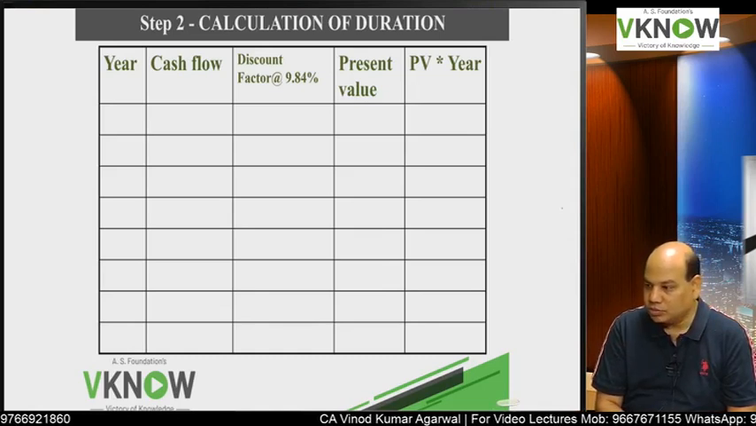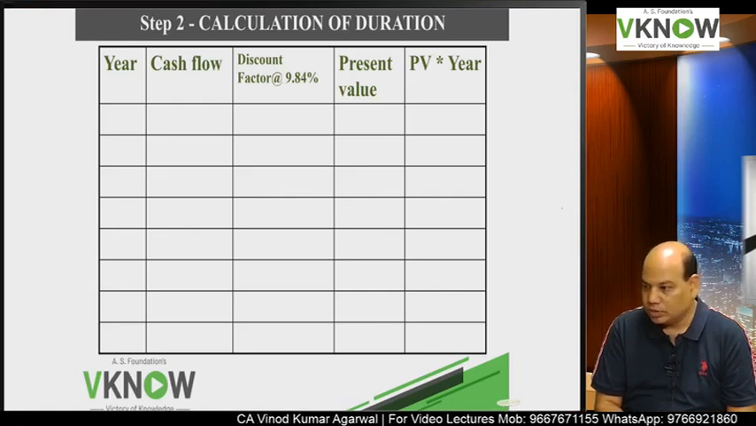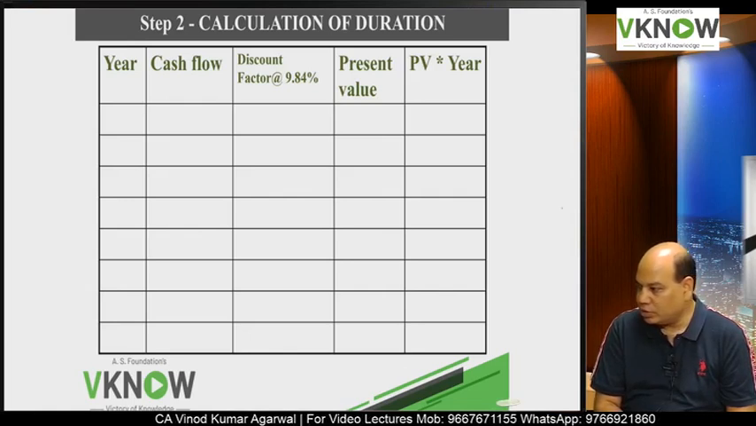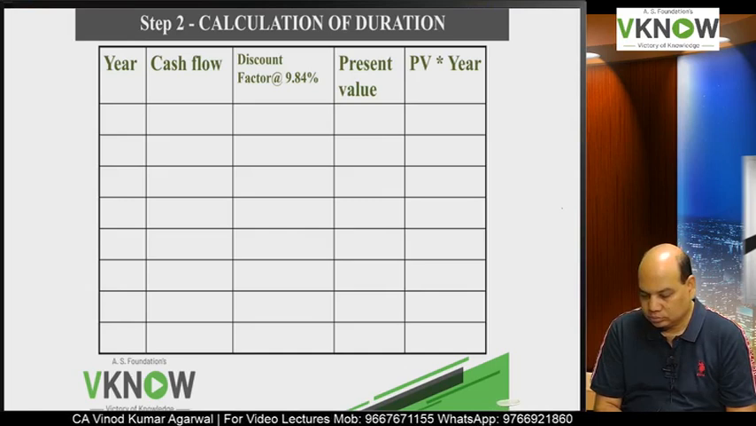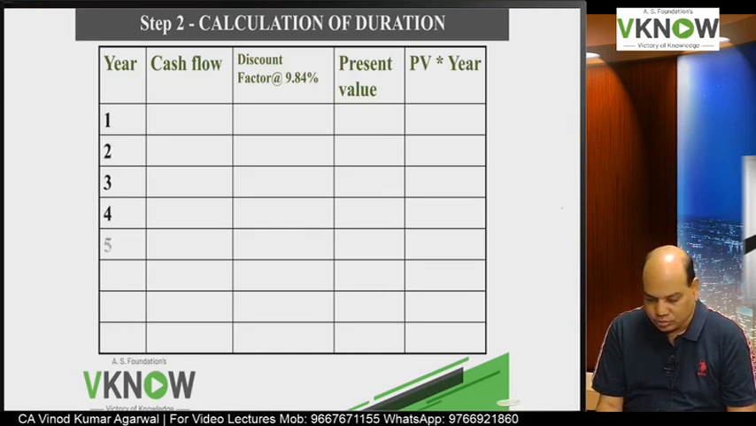Year, cash flow, discounting factor at the rate 9.84%, present value, present value into year. Okay. So now you solve.